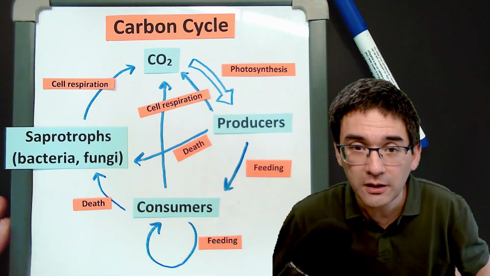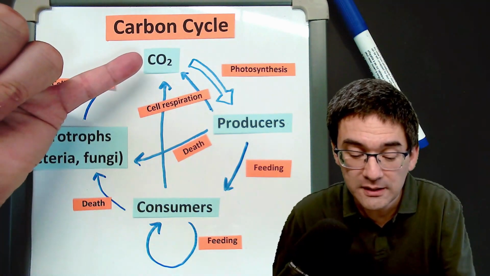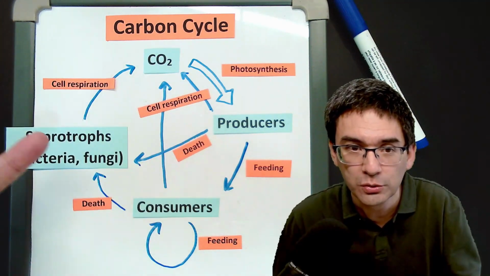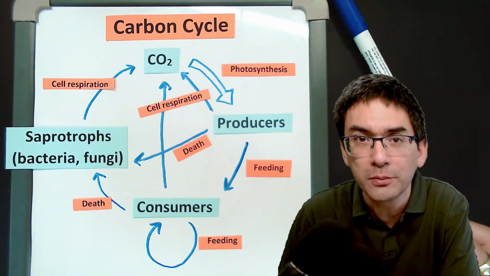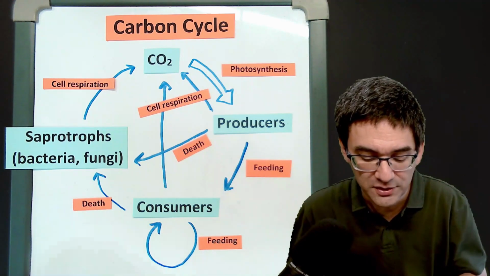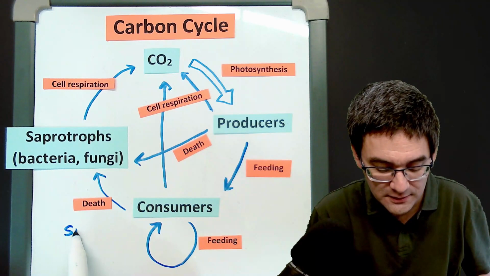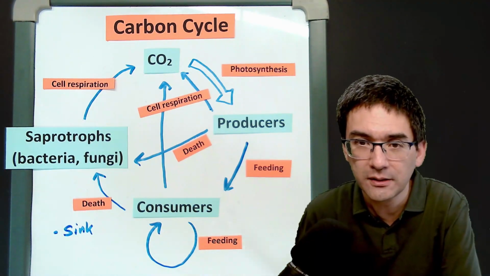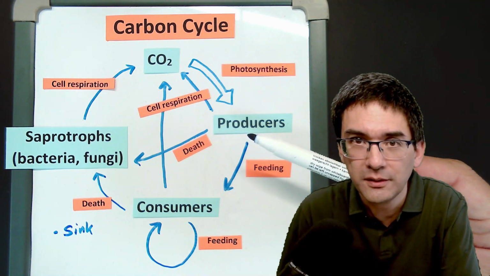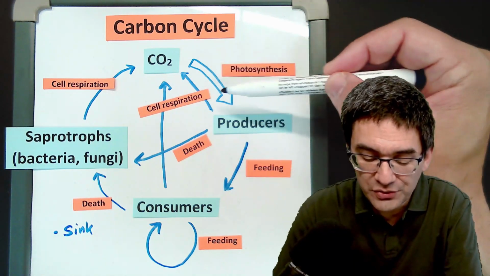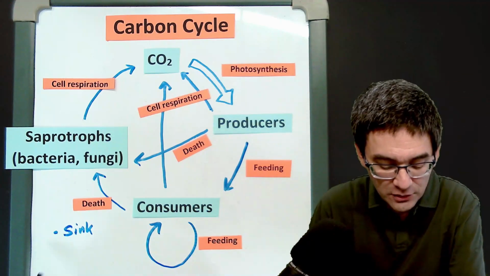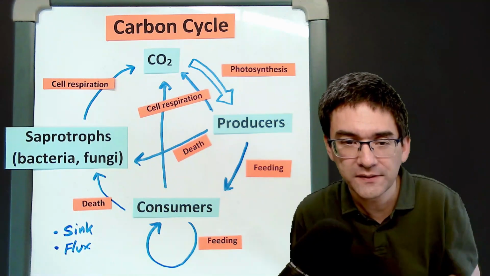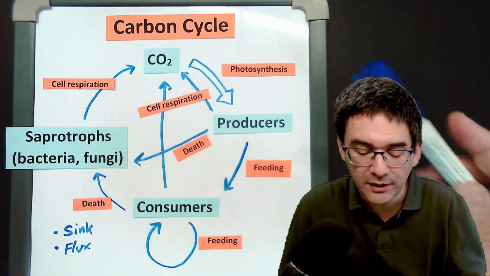So just a short clarification: those things that I put in light blue, carbon dioxide, producers, consumers, and saprotrophs, are known as carbon sinks. Better write this down somewhere. It is a sink. These are carbon sinks, and this basically means that this is where carbon is stored. And the arrows that I have drawn, the changes, are known as fluxes. So we have sinks and fluxes in this diagram.